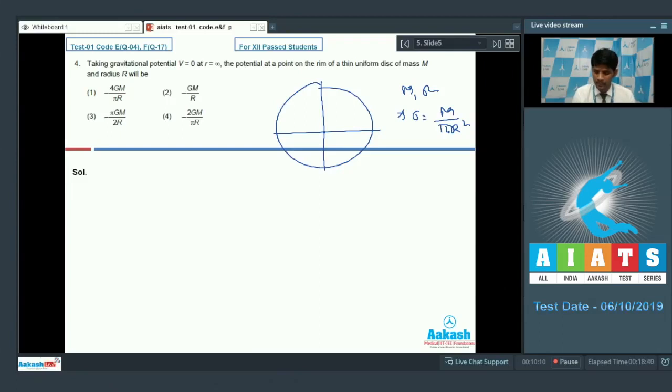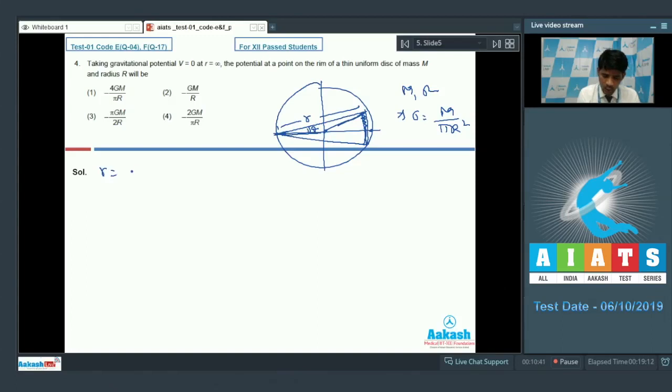What we need to find out is the potential at this point on the rim of the circular plate here. So what we consider, if I'm taking this much part of a circular segment, this distance, let's say small width being dr, this angle I'm taking to be theta, this distance I'm taking to be r. So looking at the symmetry, this is r and this is r, this is theta.